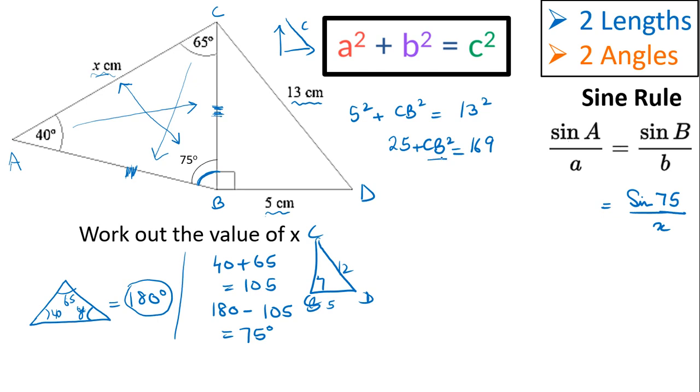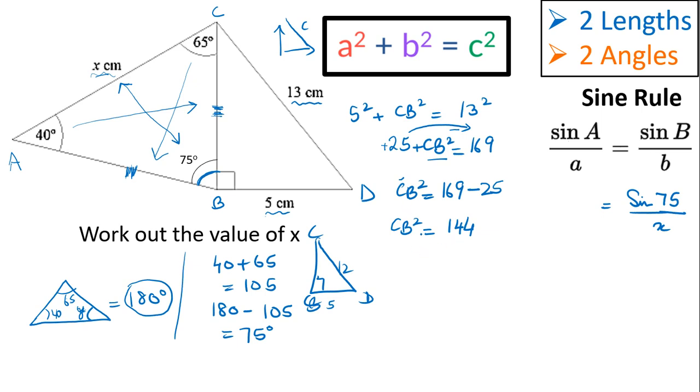And if I want to find CB squared, I'm going to take the 25 to the other side. Because 25 is positive here, when it goes to the other side it changes sign and becomes negative. So I have CB squared equals 169 minus 25, which gives me 144. You can keep checking the answers on the calculator, or if it's too quick for you, just pause the video and try to find it out and see if your answers are correct.